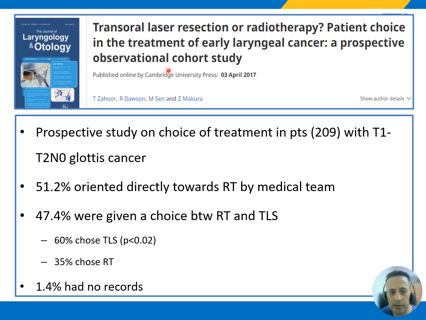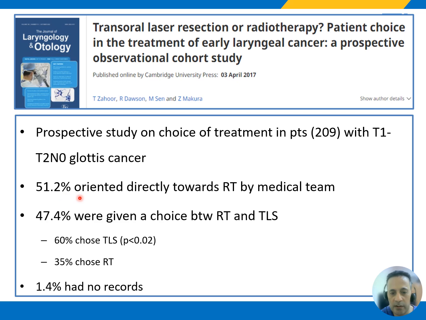This is a prospective observational cohort study from the UK that evaluated patient choice in the treatment of early stage laryngeal cancer, comparing treatment choice of radiation versus transoral laser surgery. This study included patients with T1, T2 glottic SCC. In this study, patients were seen in the joint clinic together with a head and neck surgeon and a radiation oncologist.